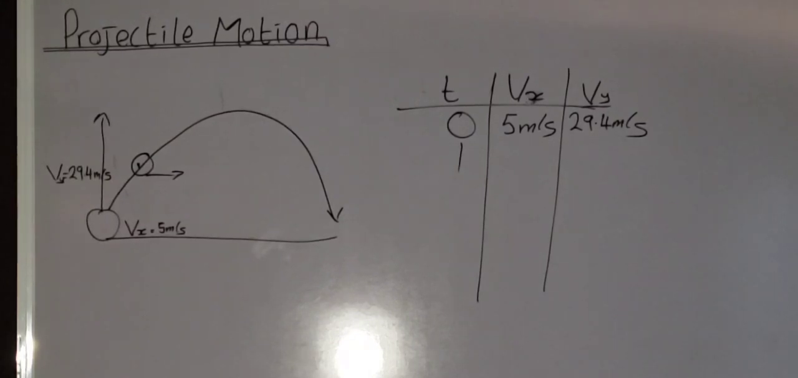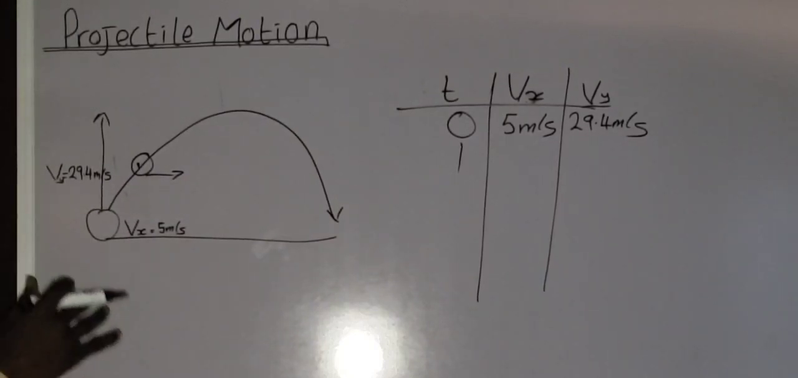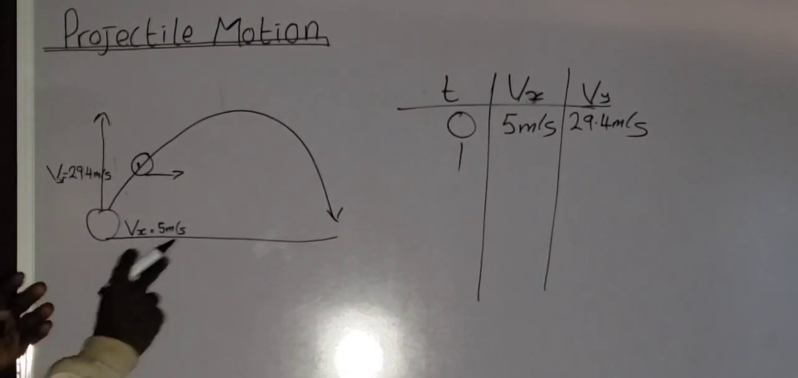So now, an object that is traveling either upward or downward will be affected by the force of gravity. Are you getting it? So now, what will be the velocity of the object along the horizontal axis? That is 5 meters per second.